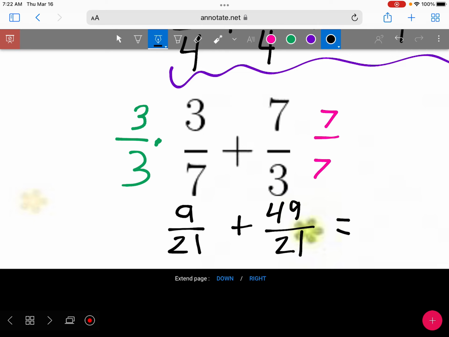Because I know this is not what our first instinct was going to be. We're like, oh, those are going to cancel out. No, they're not. 7/3 is already 2 1/3. 3/7 is almost half. So when we add these together, we're going to get 58/21.